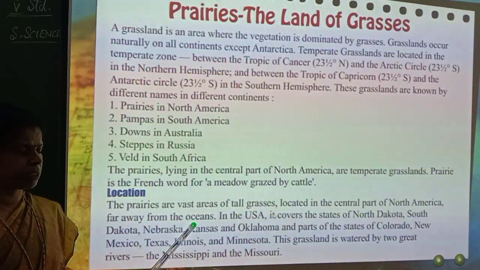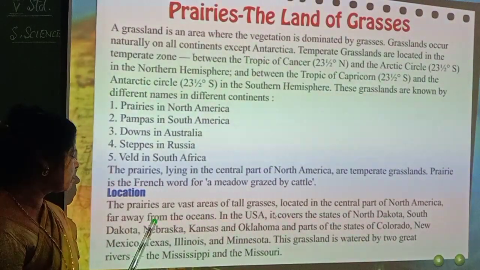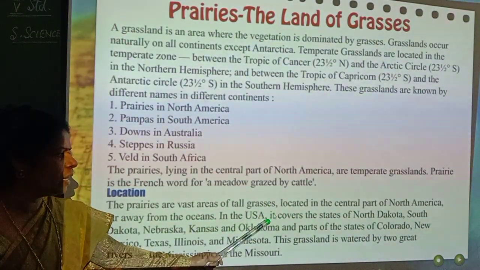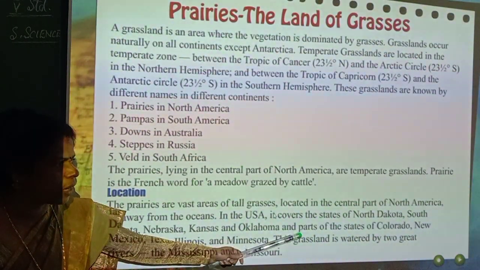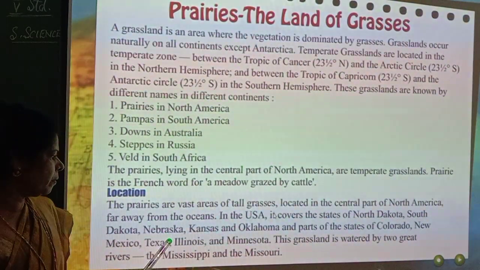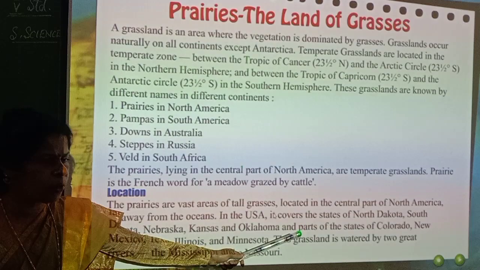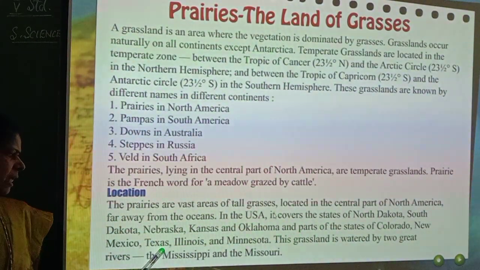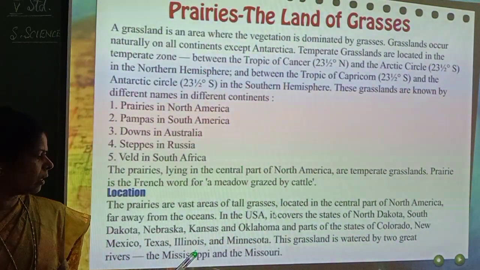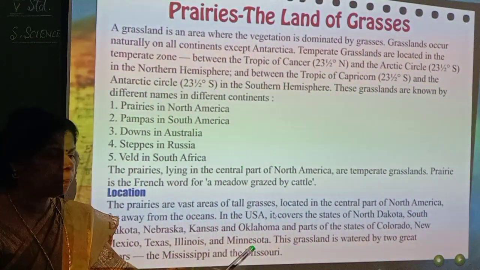It's away from the oceans. Normally salt water means you don't see more types of grasses, the land grasses. Okay. So it is far away from the oceans. In the USA, United States of America, it covers the states of North Dakota, then South Dakota, next Nebraska, Kansas and Oklahoma, and parts of the states of Colorado, New Mexico, Texas, Illinois and Minnesota. The S will be silent here, so it is called Illinois and Minnesota.